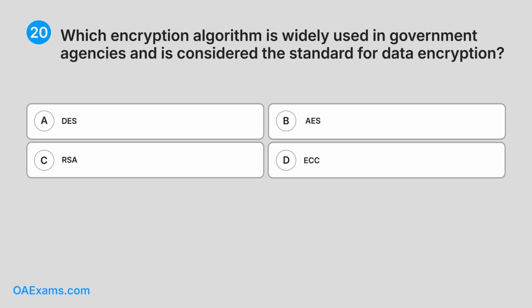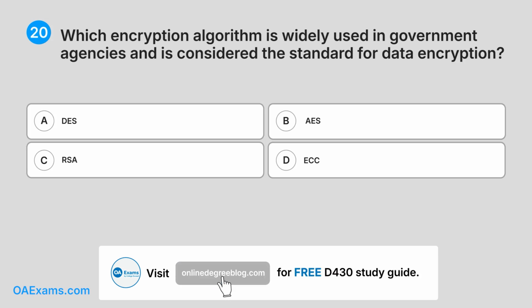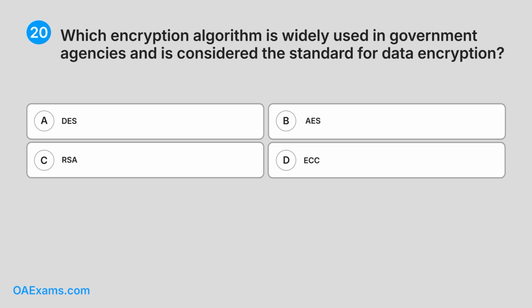20. Which encryption algorithm is widely used in government agencies and is considered the standard for data encryption? A. DES. B. AES. C. RSA. D. ECC. Can you guess the answer?